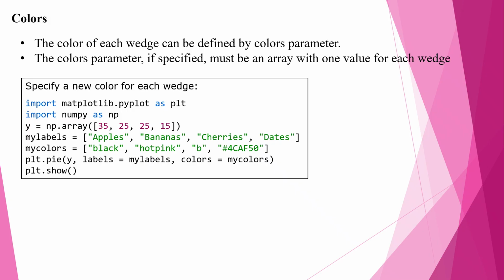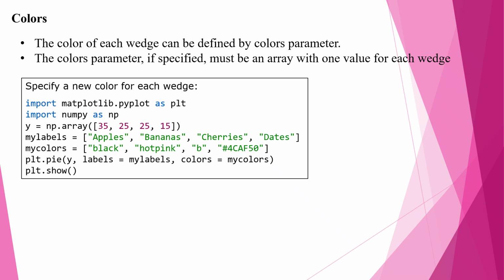Colors. This code demonstrates how to customize the colors of each wedge in a pie chart using matplotlib. First, the data values and corresponding labels are defined. Then, a separate list called myColors is created where each color corresponds to a specific wedge in the chart. The colors can be defined using color names, short codes like b for blue, or even hexadecimal color codes.